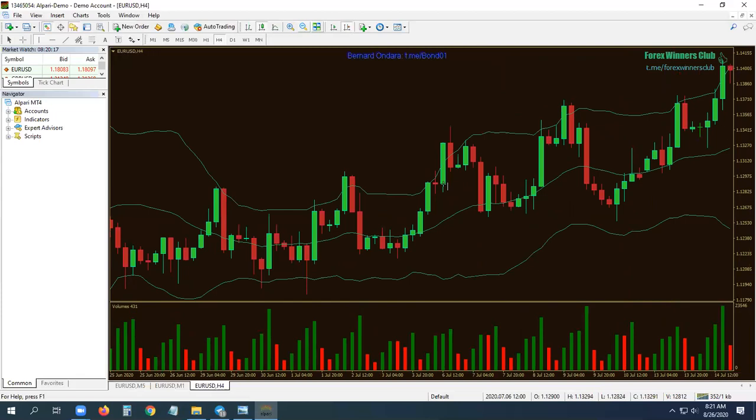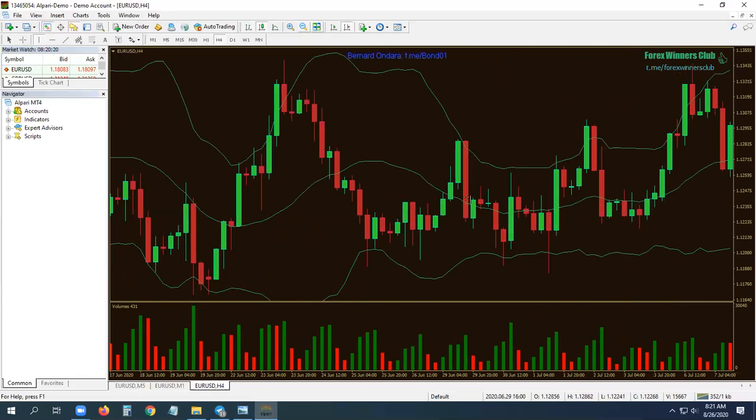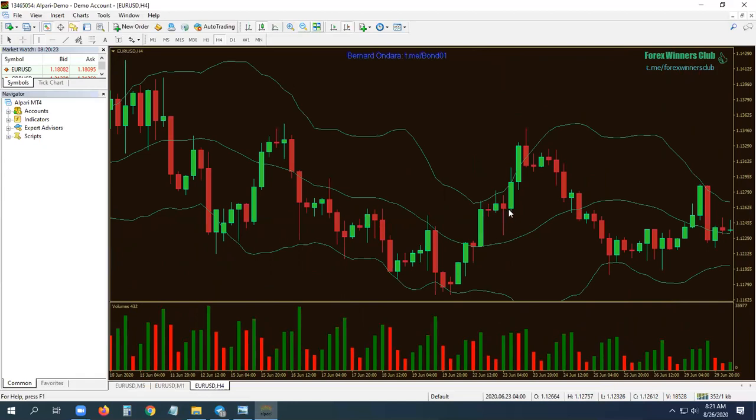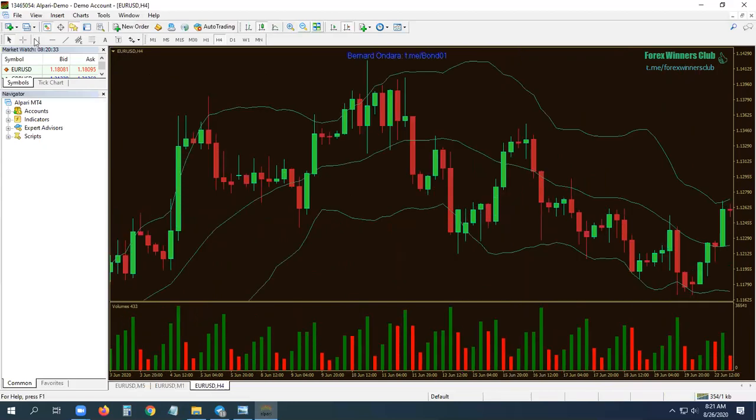Let me see if I can spot one. Well, it's simply the market cheating. Look at that. The candle is breaking above on a red bar. Red bar means decreasing volume. The market changes direction. That's a fake breakout. Let me give you another example.